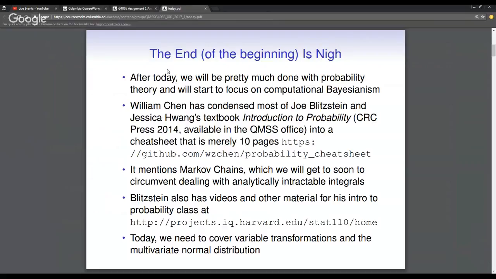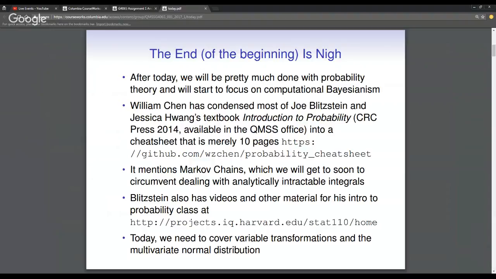So hopefully by the end of the day, you'll have gotten all the math, but there's a semester-long textbook by Joe Blitzstein and Jessica Hwang called Introduction to Probability that is very good. There's a copy in the QMSS office, or I'm sure in the library if you want to check it out. And that textbook has been condensed by one of the TAs for that class into a cheat sheet that is merely 10 pages long. You'd be surprised how much of it we've covered in the first 5 classes. But if you get that PDF, then you'll have something that you can review.